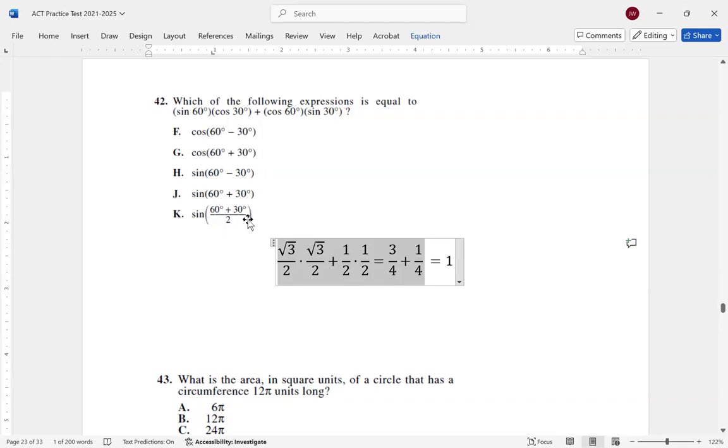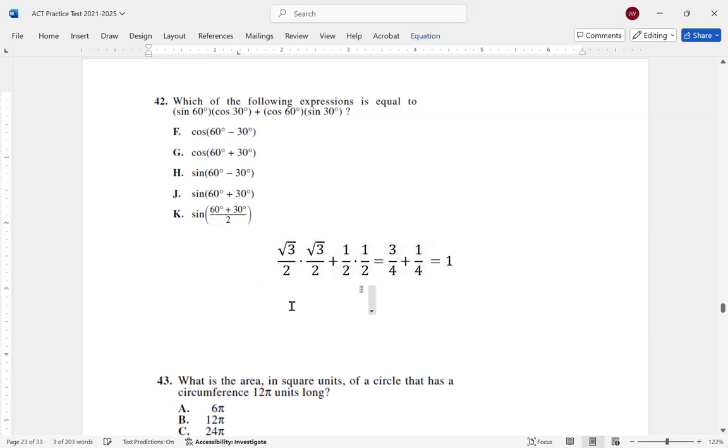You can use your calculator to do this as well, as long as you're in degree mode. This is cosine of 30 degrees. That is not 1. That's √3/2. Cosine of 90 degrees. Cosine of 90 degrees is 0. That's not 1. This is sine of 30 degrees. Sine of 30 degrees is 1/2. That's not 1.